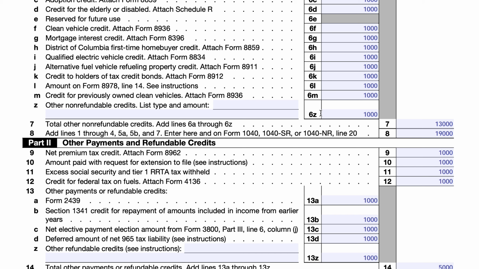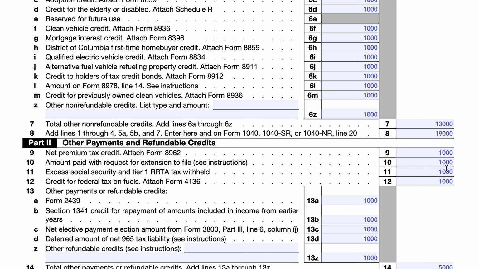So those are both extensions to file, based on whether you're stateside or overseas. You would file the extension, and then you paid that amount. So that goes here under the other payments portion.